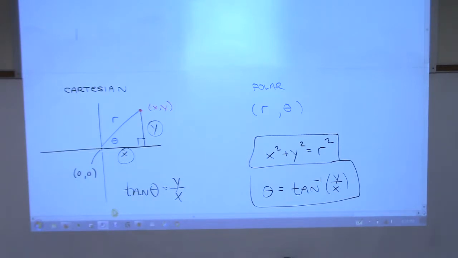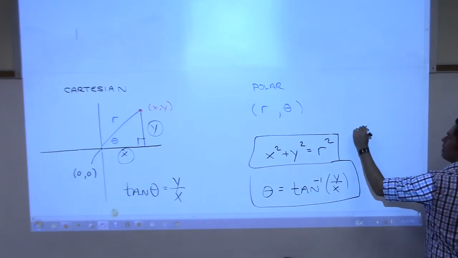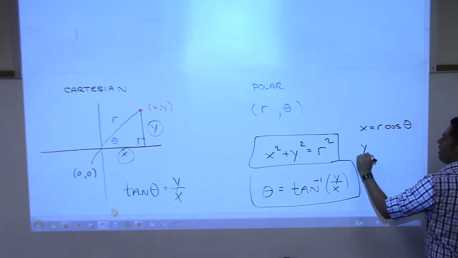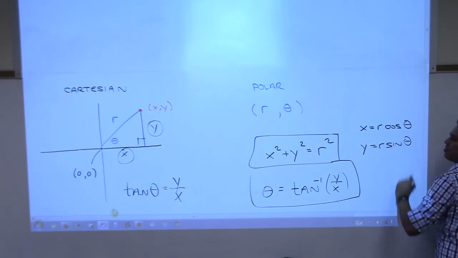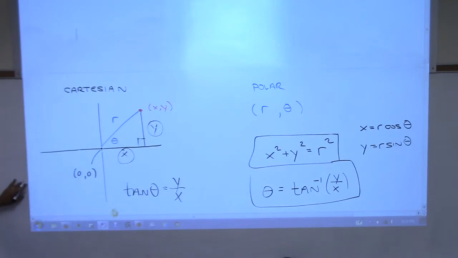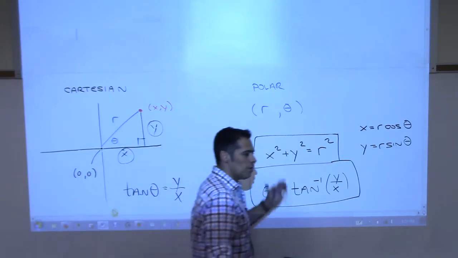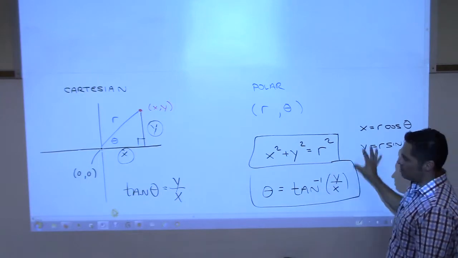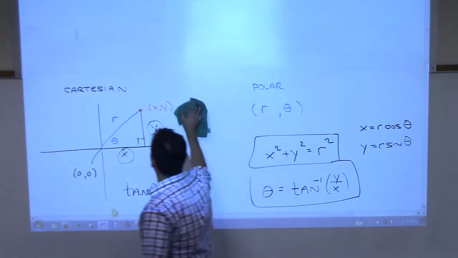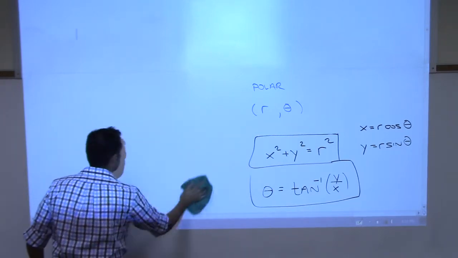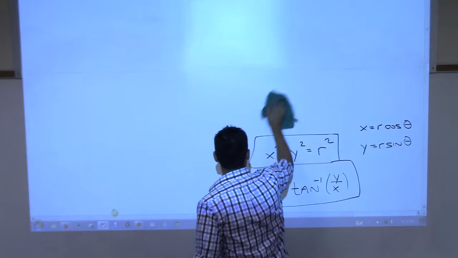Other relationships we have: x is r cosine theta, and y is r sine theta. That's just using our trig functions on this like we did earlier. And from this, we have everything we need to be able to convert from one coordinate system to the other. So that's what we're going to practice doing now. We're going to use these identities, and I'm going to give you a Cartesian point and ask you to convert it to polar. And then I'm going to give you a polar point and ask you to convert it to Cartesian.